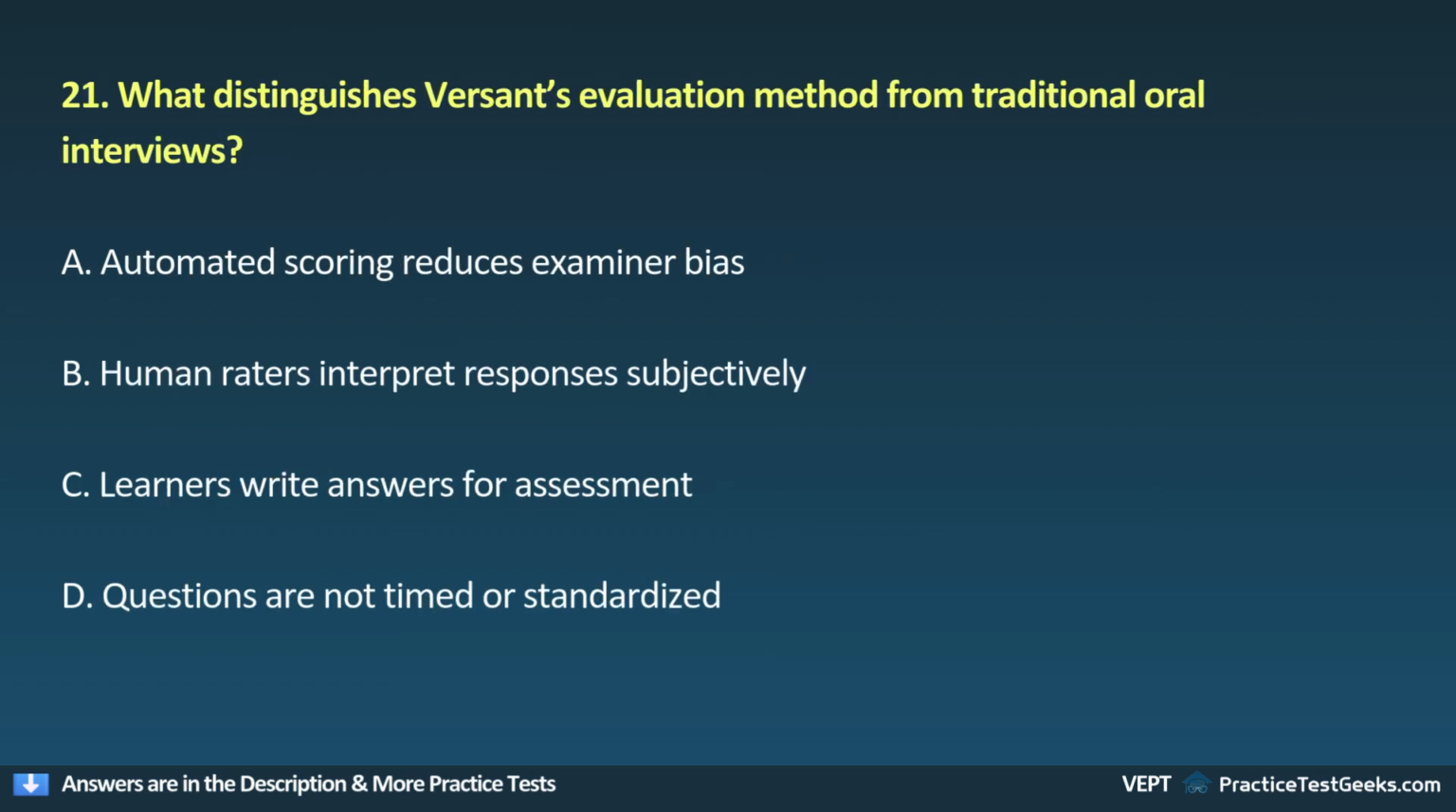21. What distinguishes Versant's evaluation method from traditional oral interviews? A. Automated scoring reduces examiner bias. B. Human raters interpret responses subjectively. C. Learners write answers for assessment. D. Questions are not timed or standardized.